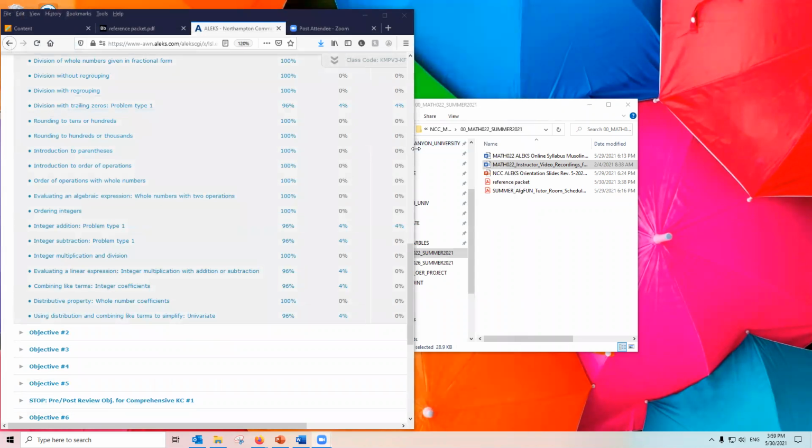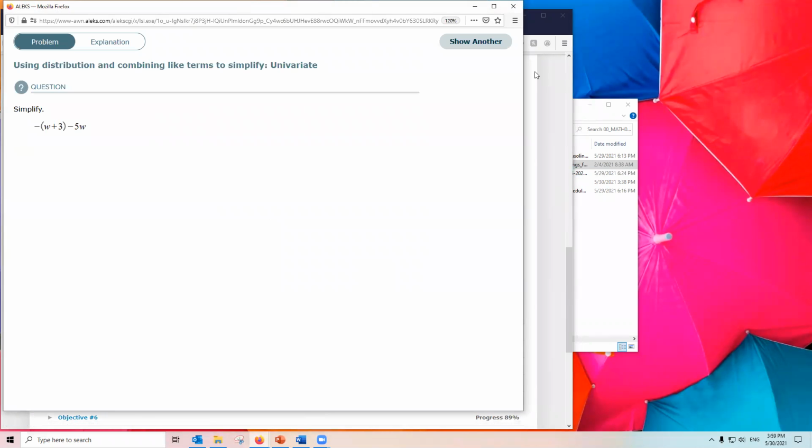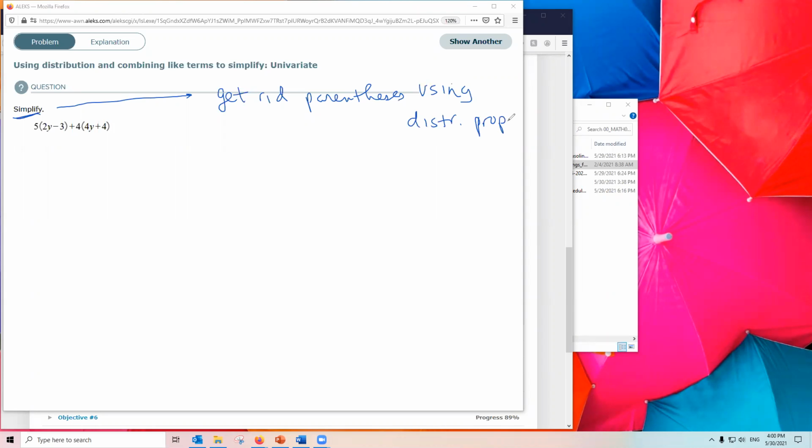Let me go and do another Alex. Let's do this one. All right, so this one is asking us to use the distributive property and combine like terms. Let's do an example here. This one's a good representative example. All right, what they're asking me here to do is to simplify this expression. Well, when they say simplify, what they're really asking you to do is get rid of the parentheses. And I can do that by using the distributive property that we just talked about. And then they're also going to ask me to combine like terms if possible.